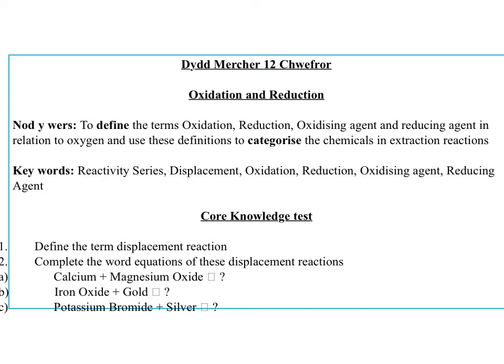If you're doing it on your class notebook, then all of this information, obviously the date will have changed, should be in your class notebook. So like the learning objective suggests, we're going to have a look at these words: oxidation, reduction, oxidizing agent and reducing agents, and look at these in terms of reactions. So make sure you get your keywords down and have a go at the core knowledge test.